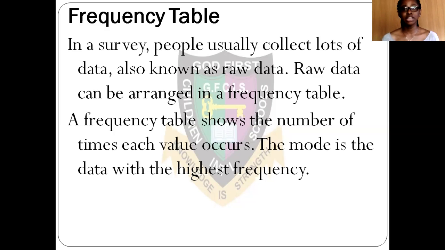Once you've collected your data by experiments, by observation, by interviewing, by questionnaire, or by survey, you can arrange your data using a frequency table. A frequency table shows the number of times each value occurs.